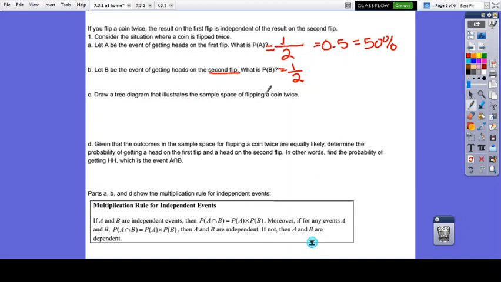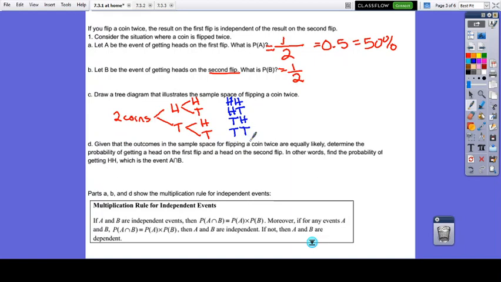Draw a tree diagram that illustrates the sample space of flipping a coin twice. Okay, so this idea is that we have two coins. The first coin is flipped. We either get a heads or a tails. So that represents the first coin. If you got a heads on the first one, you flip the second one and you either get a heads or a tails. If you got a tails on the first one, you flip the second one and either get a heads or a tails, which means that our sample space that comes out of this is either we're going to get a head and then a head, a head and then a tail, a tail and then a head, or a tail and a tail. Those are our four things that are in the sample space. Each of these have the same probability. But this is our tree diagram here.